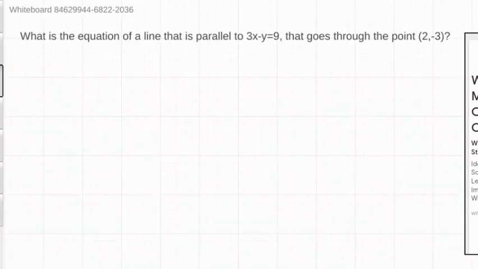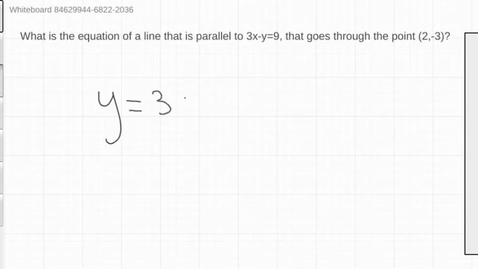Alright, for this next one, do it on your own and then come back when you have an answer. So we had to find a line that was parallel and went through the coordinates (2, negative 3). Our answer is y equals 3x minus 9.